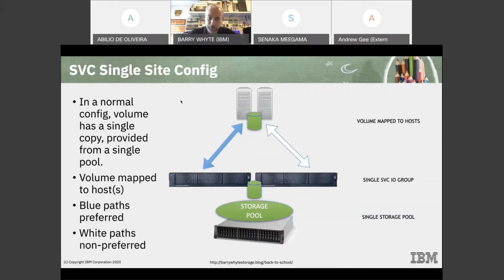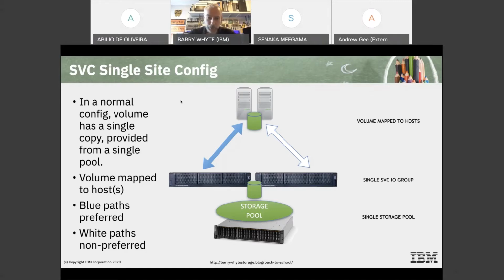It requires the kind of independent nature of the nodes that are available inside an SVC system. And so in a normal SVC situation, we have a pair of nodes, single IO group, we have a storage pool, and we have a volume presented up to the servers. The volume is mapped to the hosts, and each of the nodes is providing paths to that volume. So one node will be designated the preferred node, and that will be giving us preferred paths to that volume.